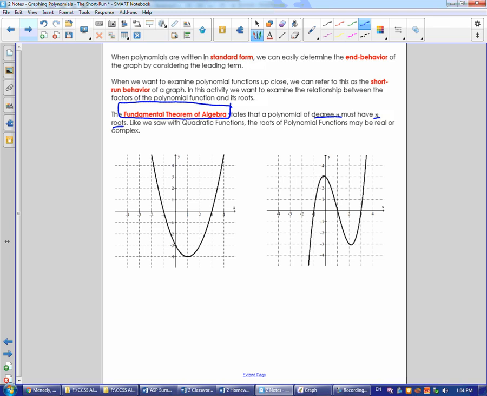Well, if my function's cubic, that means there must be 3 roots. If it's quartic, there must be 4. If it's a 7th degree polynomial, then I will have 7 roots. Some of them may be real, and some of them may be complex, just like we saw with the quadratic unit. So what you're familiar with is this first example.